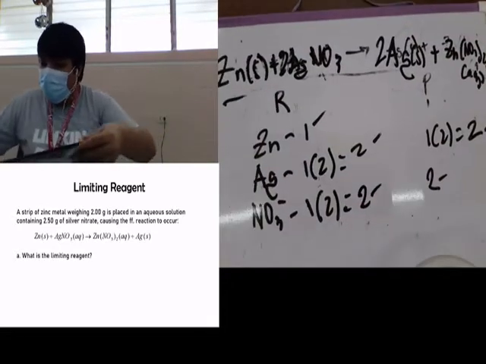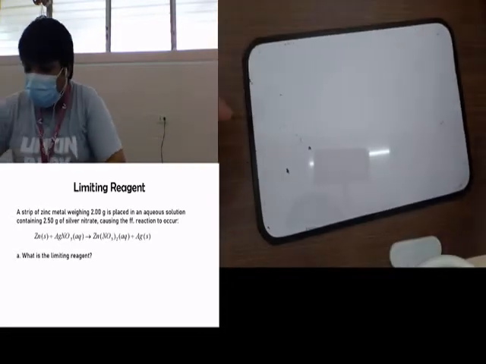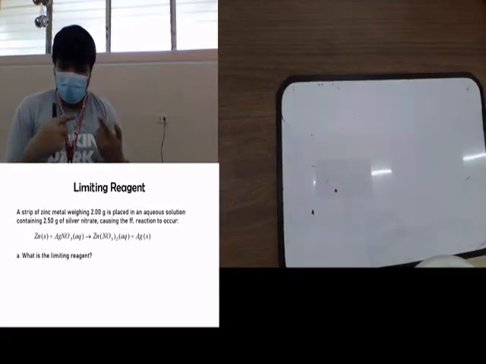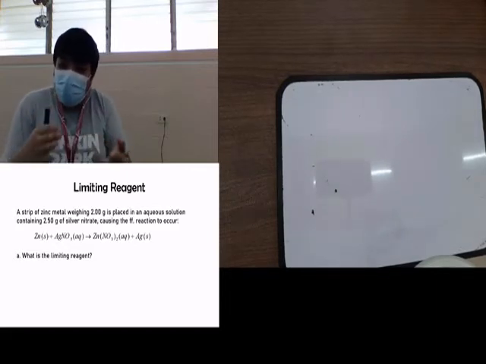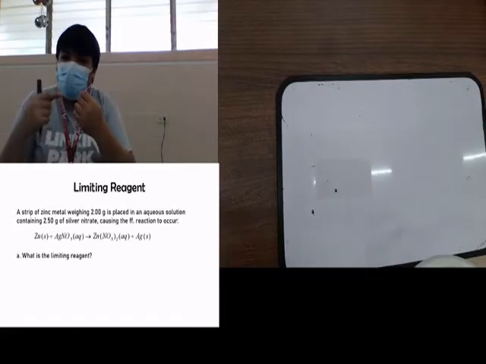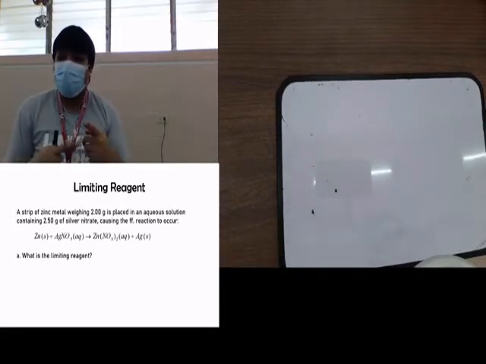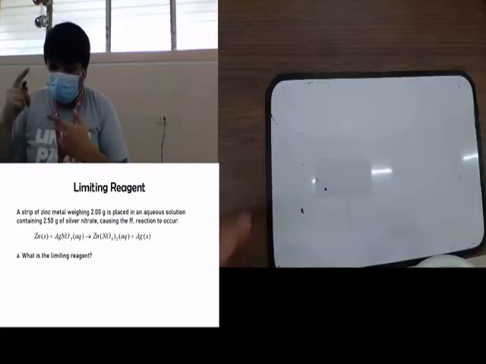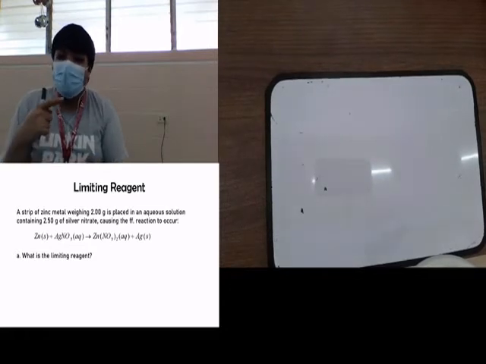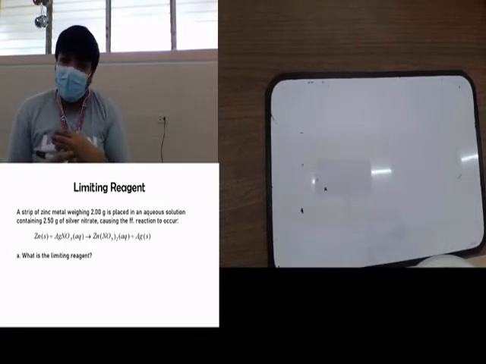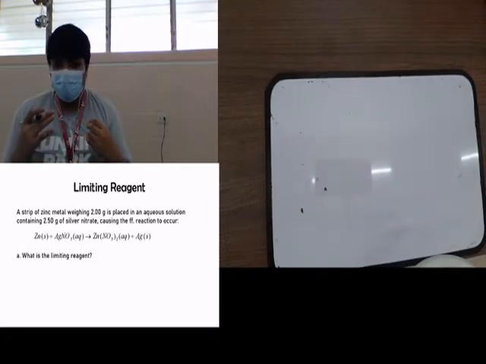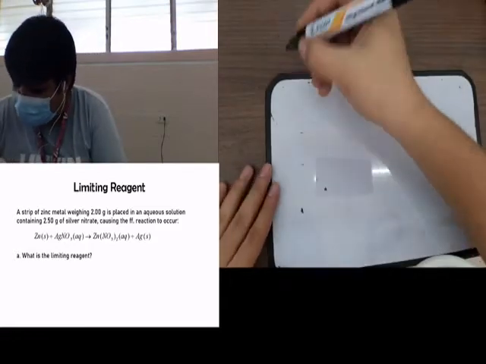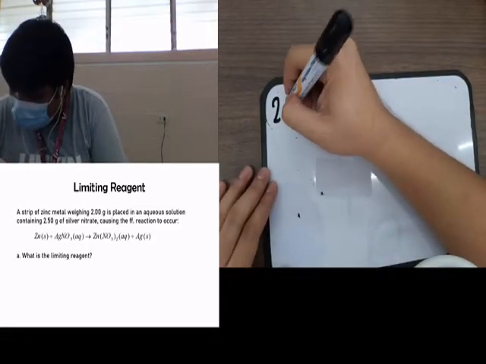Then we proceed to our stoichiometric calculations. How do we do our stoichiometric calculations? We need to know how much of one reactant is needed to consume another amount of reactant, and vice versa. In the context of our problem, we need to know how much silver nitrate is required to consume the 2 grams of zinc, and conversely, how much zinc is needed to consume the 2.5 grams of silver nitrate. Let's start first with zinc. So 2.0 grams of zinc.